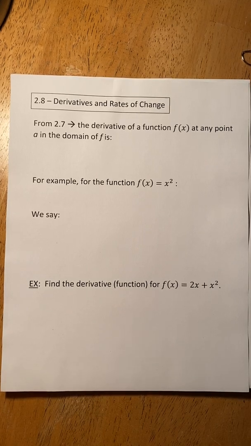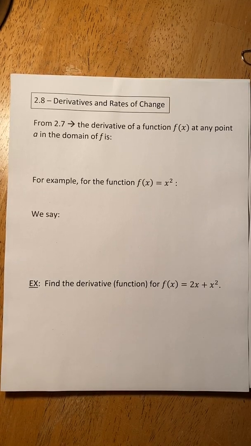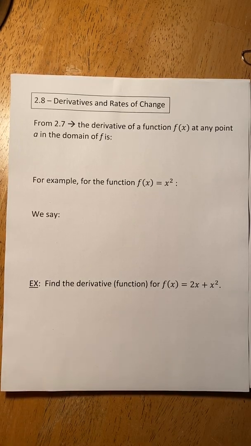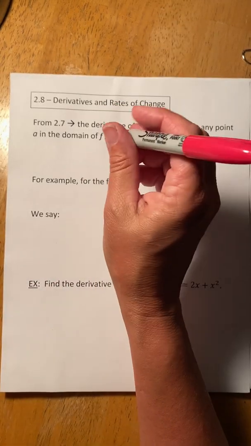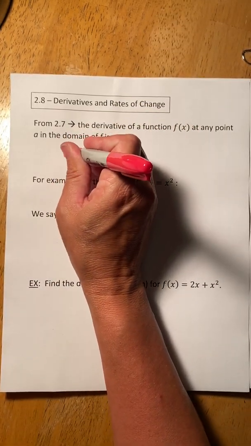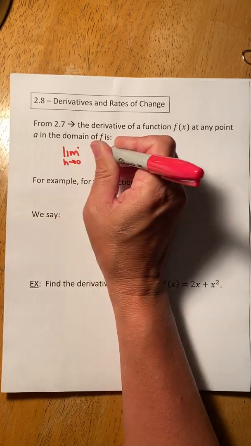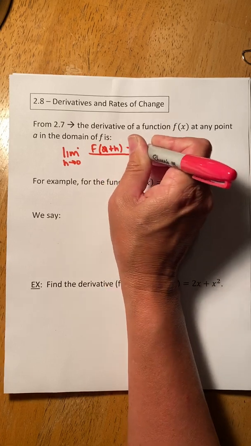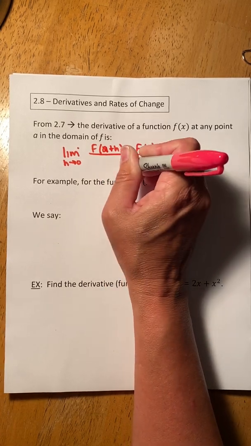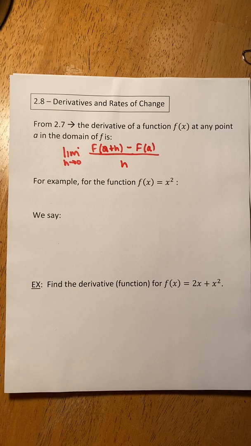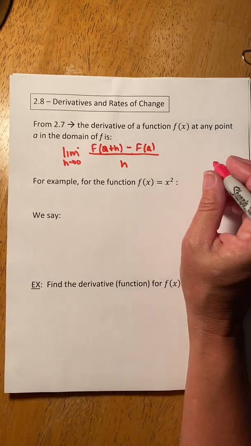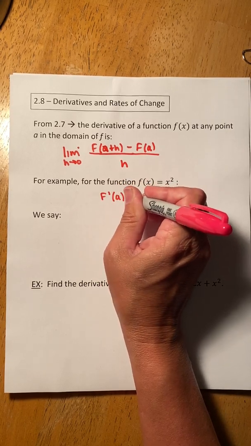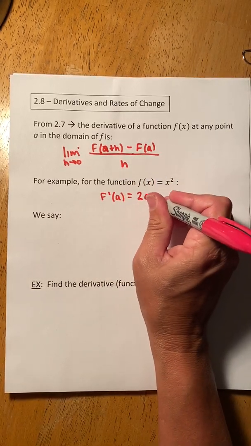In 2.7, we found that the derivative of a function f of x at any point a in the domain is the limit as h goes to 0 of f of a plus h minus f of a all over h. So for example, for f of x equals x squared, f prime of a is equal to 2a.